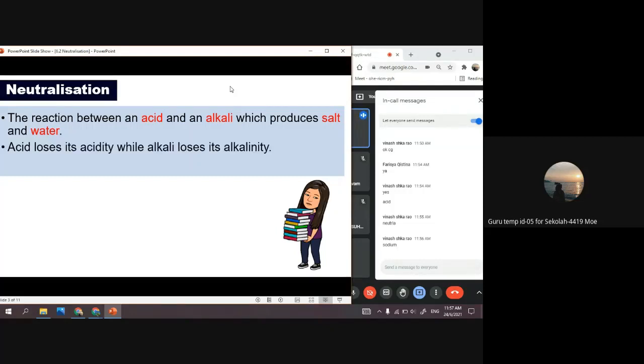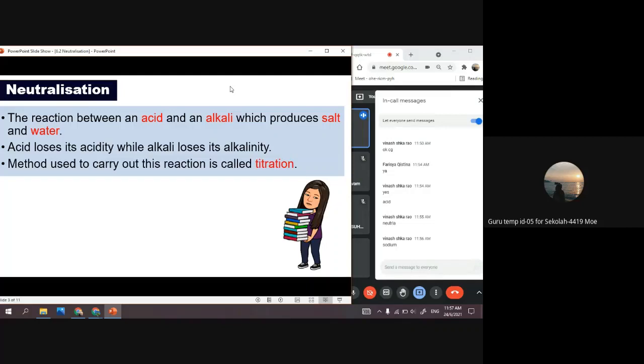Okay, so in neutralization, acid will lose its acidity while alkali will lose its alkalinity. Meaning that both of them will start losing their properties, and they will slowly become neutral. That's why the reaction's name is neutralization.